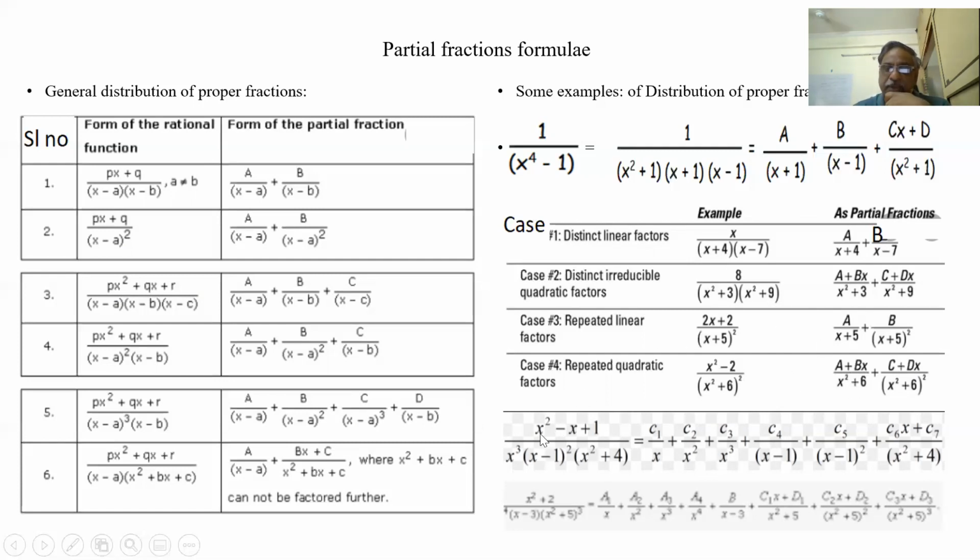Suppose this one is there: x square minus x plus 1, like this. See here, this is a lesser degree fraction. The degree is less than the denominator, so this is a proper fraction. So how much here? x I am having 3, x minus 1 has 2 powers, x square plus 4 has 1 power.